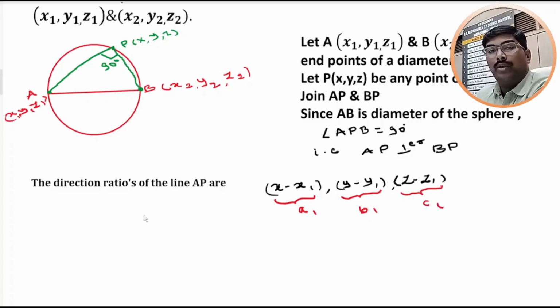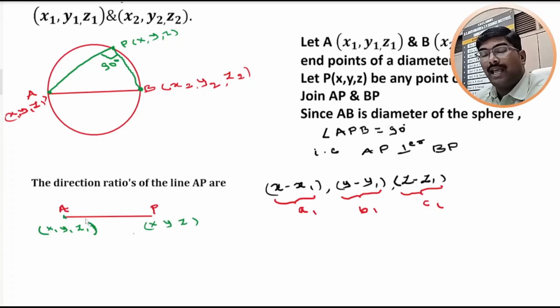As we know that we can find the direction ratios of the line AP by subtracting second point minus first point. If you see this line AP, the point A is x1, y1, z1 and the point P is x, y, z. Then the direction ratios of the line AP can be obtained by x minus x1, y minus y1, and similarly z minus z1. Second point minus first point gives the direction ratios of the line AP.